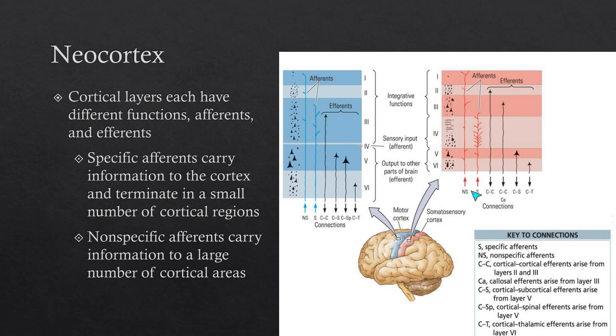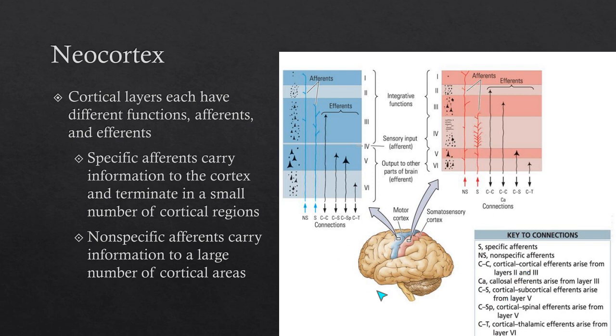So, this figure here, we can come back to this. I've got this legend on here now with S and NS indicating specific and non-specific afferents. You can see the non-specific afferents projecting to a larger area, and specific ones projecting to just one area. Again, in this case, projecting only to layers 6, 5, 4.